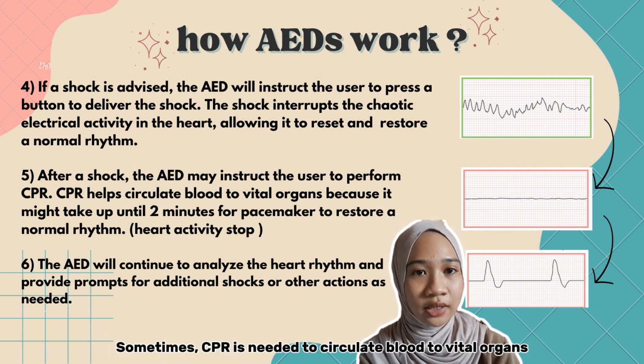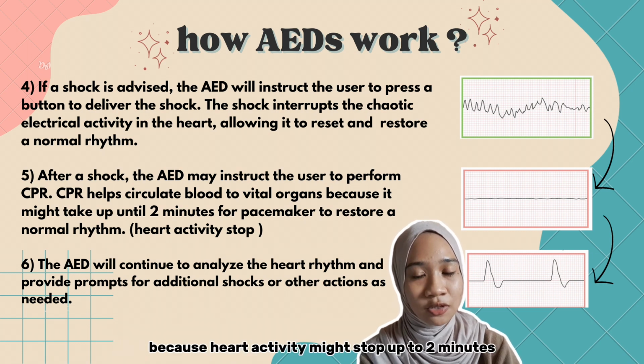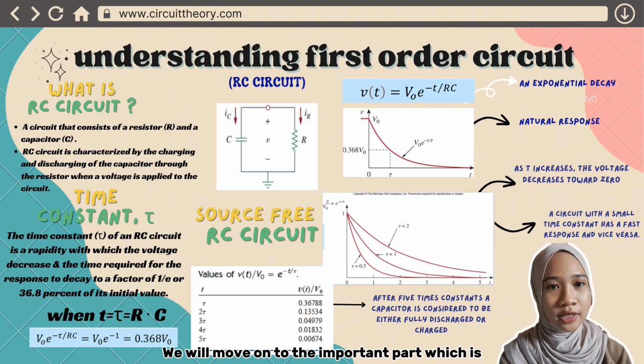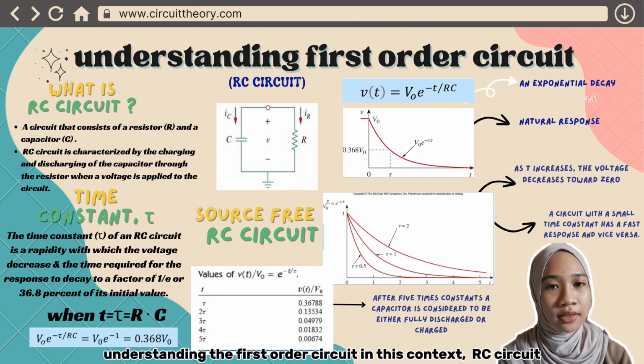Sometimes CPR is needed to circulate blood to vital organs because heart activity might stop up to 2 minutes until the pacemaker restores a normal one. We will move on to the important part, which is understanding the first order circuit, in this context RC circuit.